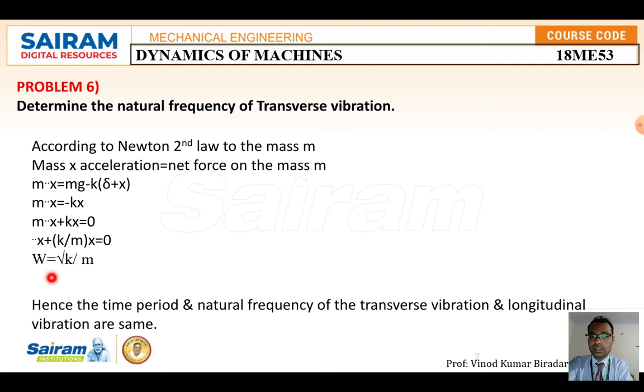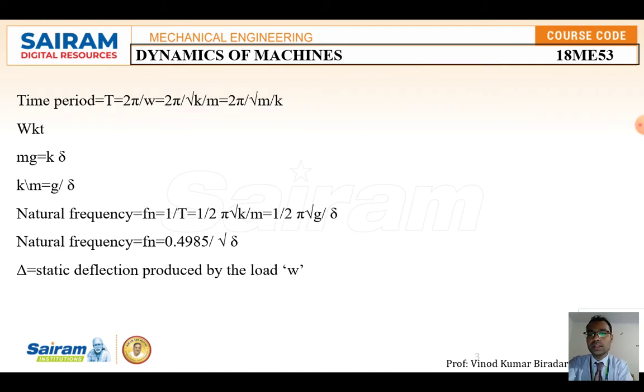Okay, so the time period and natural frequency of transverse vibration and longitudinal vibration are both the same. In place of omega, you replace the square root of k by m. That is the angular frequency. We know that the time period t is equal to 2 pi by omega. We already calculated the omega value, so substitute root k by m in place of omega. If you simplify that, the root of k by m goes to the top, so finally you get 2 pi multiplied by the square root of m by k.